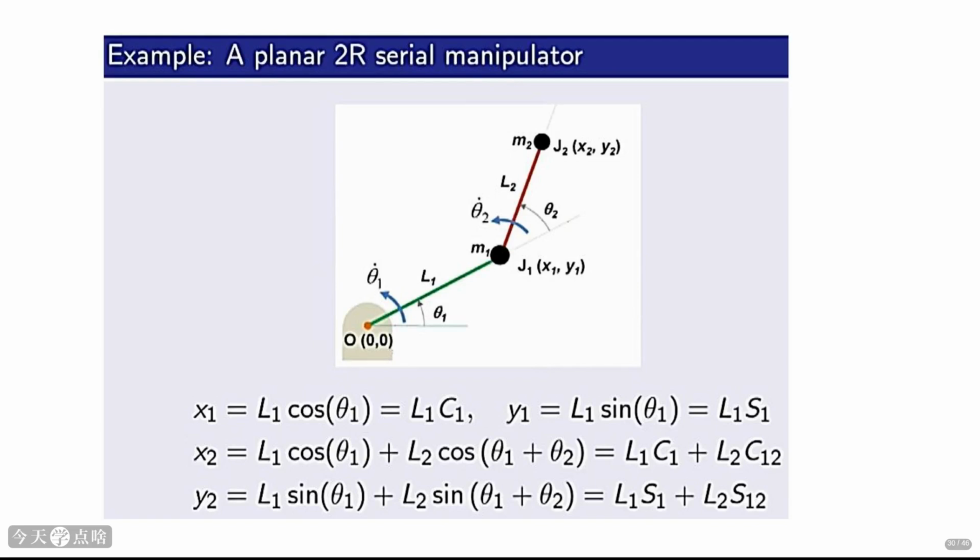Let's apply this to our 2R planar manipulator. We need to find the kinetic and potential energies. First, we need the positions of the centers of mass of the two links, M1 and M2, assuming they are point masses at the ends. The coordinates x1, y1 and x2, y2 are given by the equations shown, derived from the link lengths L1, L2 and joint angles θ1, θ2. These equations are crucial for calculating velocities and potential energy later.